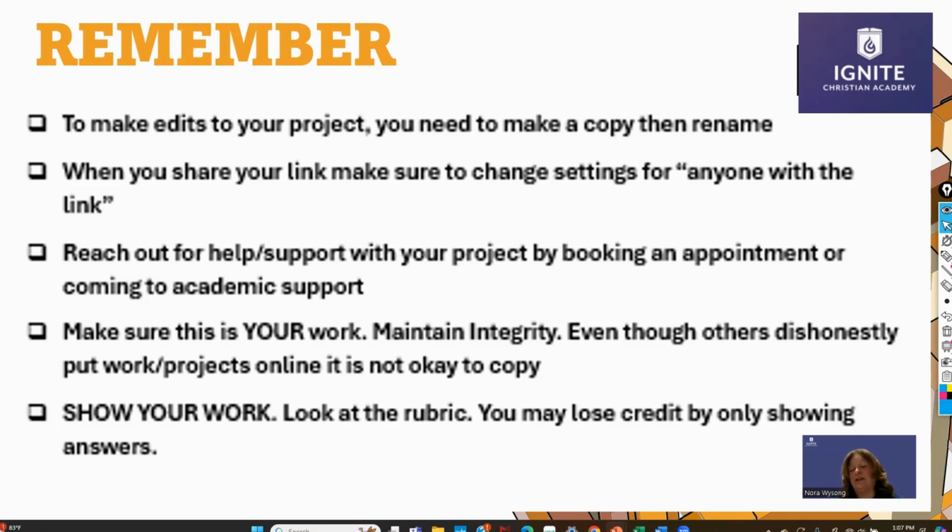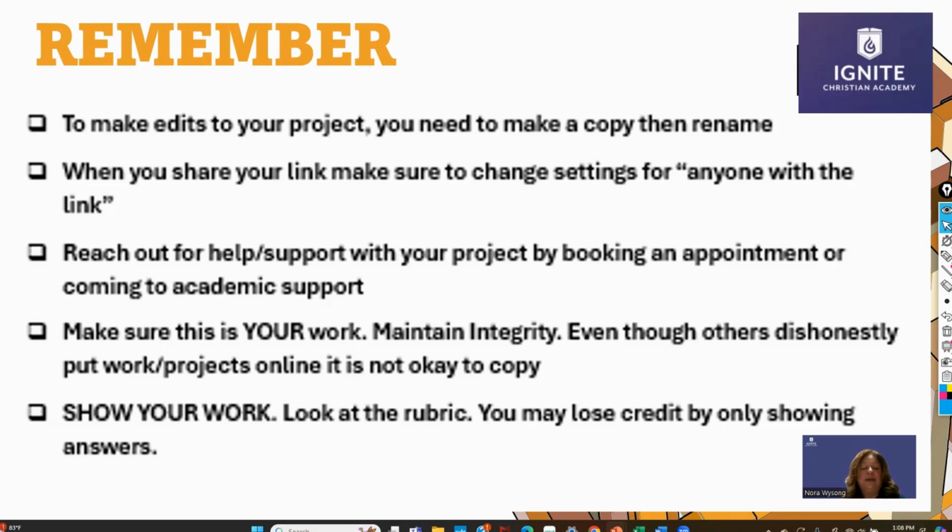Huge with any project, anything you do in life, you always want to maintain your integrity. I want to see your work. I don't want to see someone else's work that they put dishonestly on the internet. Just to let you know, a lot of those are wrong. That's how we catch those, because they're the wrong answers, or I don't know where these numbers come from. So just do your project. That will be the best thing. And if you're having trouble, that's why we're here.